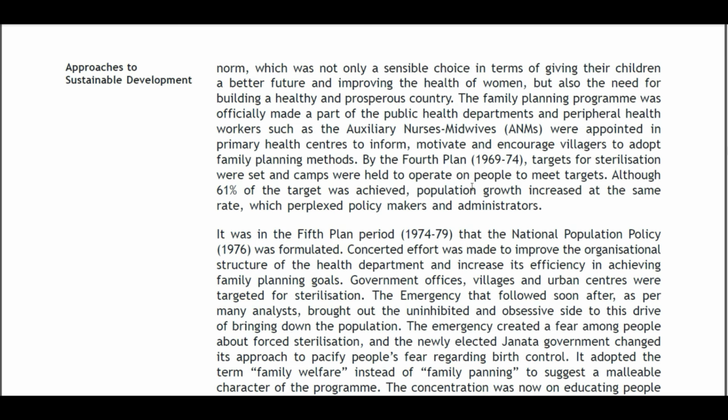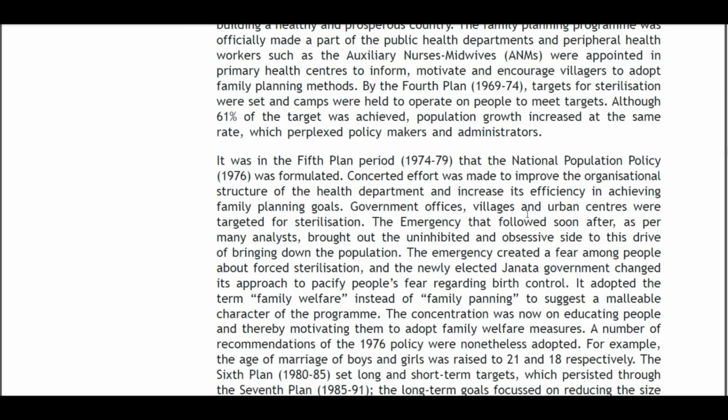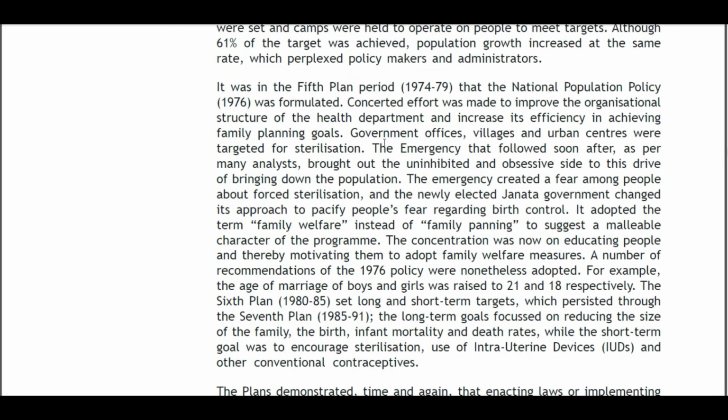1969-74, targets for sterilizations were set and camps were held to operate on people to meet targets. Although 61% of the target was achieved, population growth increased at the same rate, which perplexed policymakers and administrators. It was in the fifth plan period in 1974-79 that the National Population Policy 1976 was formulated.